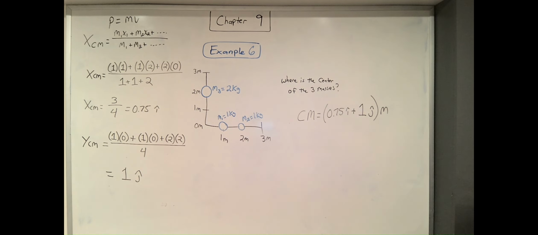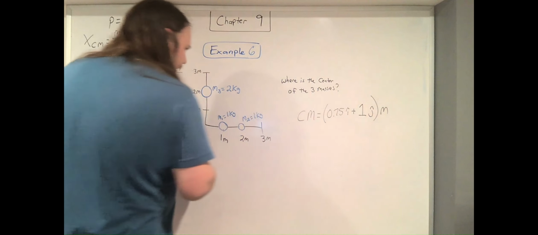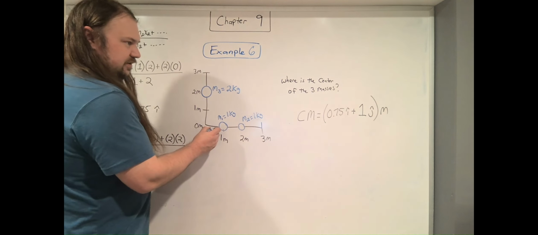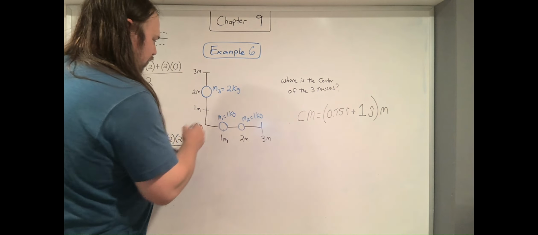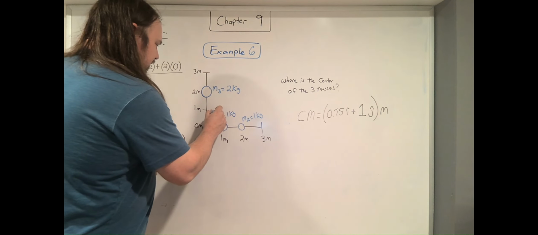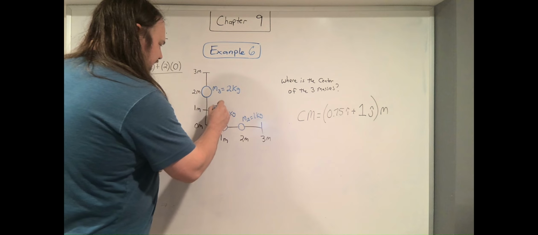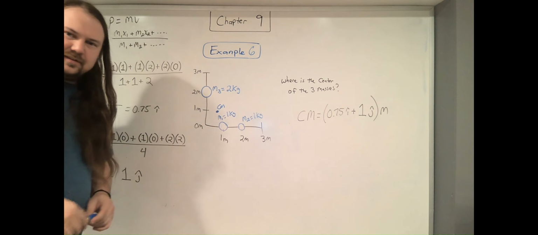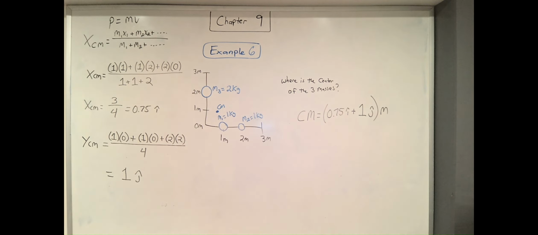Where is it on our drawing? Well, we just go to those coordinates. 3/4 in i, and then we go up 1 in j. That's roughly our center of mass. That's our balance point. So it's not on a mass, it's just out in the open.